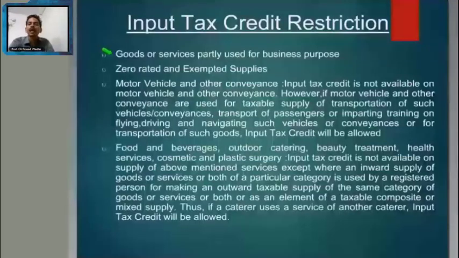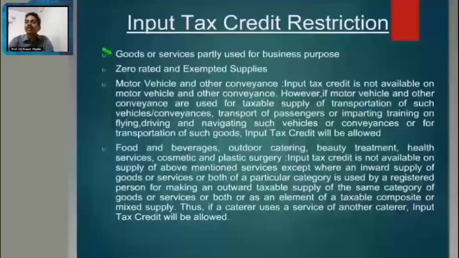Okay, but the most important point which we have to see now is whether we are eligible for everything, that is, every supply of goods and services. Are they eligible for ITC? So there are certain rules and regulations which we need to check one by one. First is the goods and services which are completely for business purposes, then obviously full ITC is available.